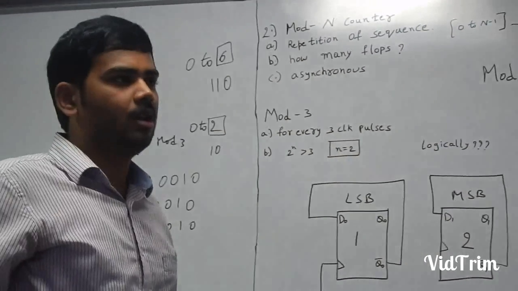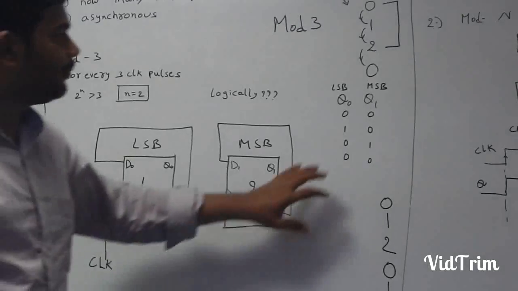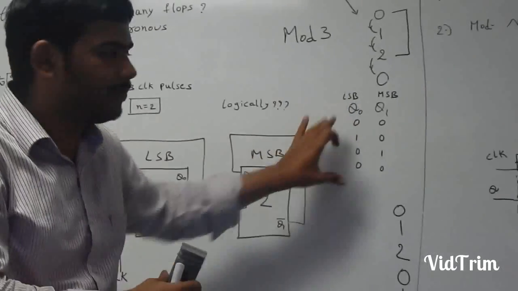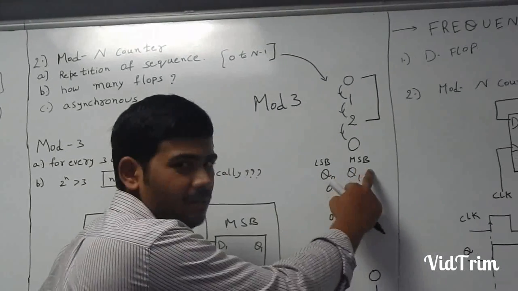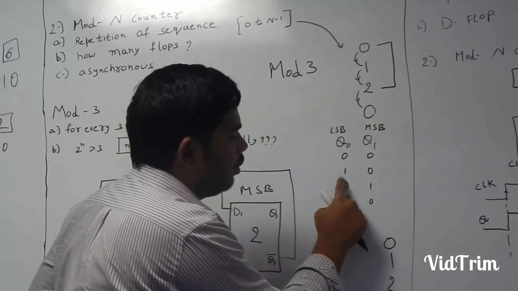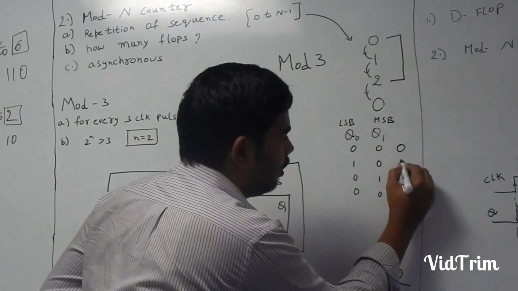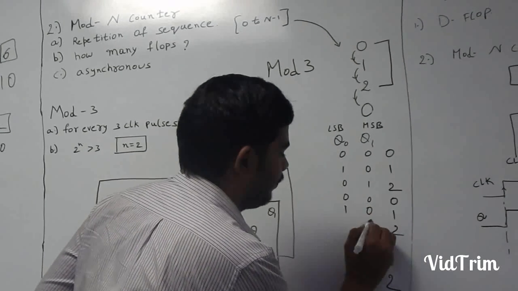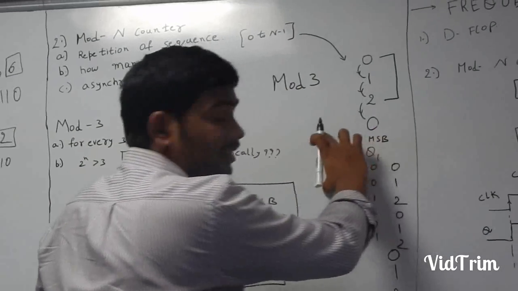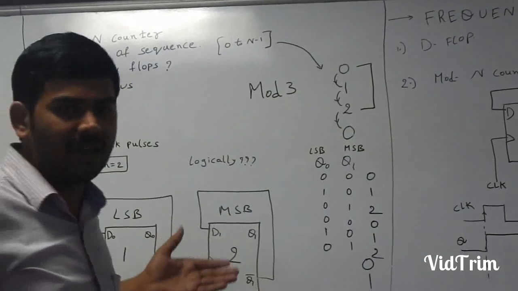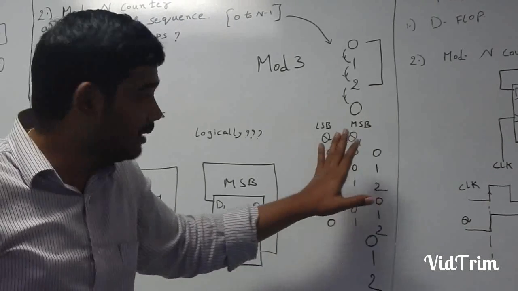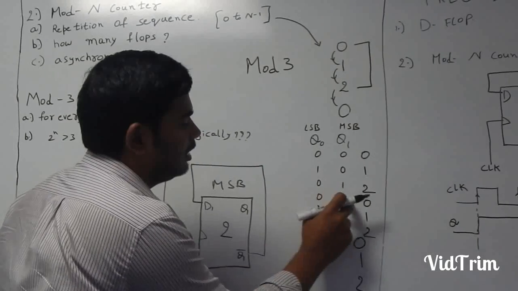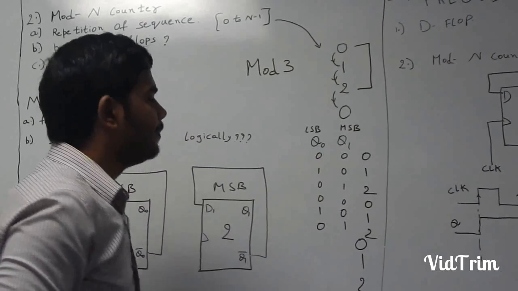Now for a mod 3 counter we require 2 bits. Let us suppose this is LSB and this is MSB. I am taking this side as MSB and this side as LSB. The sequence 0 0, 0 1, 1 0 is nothing but 0, 1, 2, 0, 1, 2. So 1 0 is 2, 0 1 is 1, 0 0, 1 0, 0 1, 0 0.